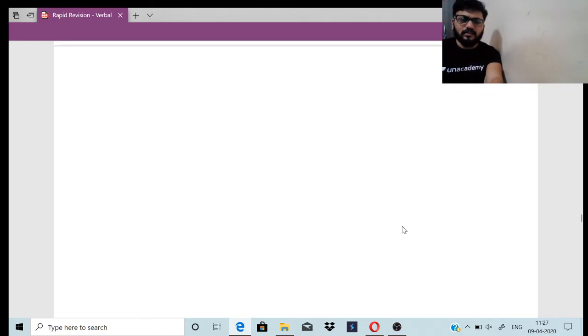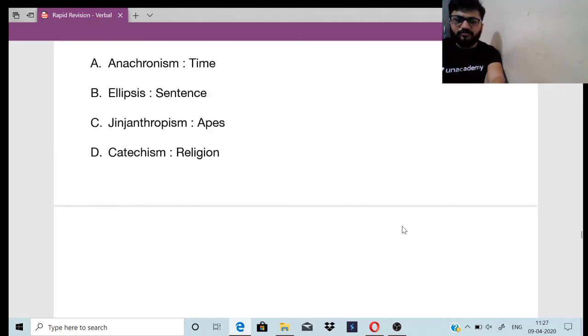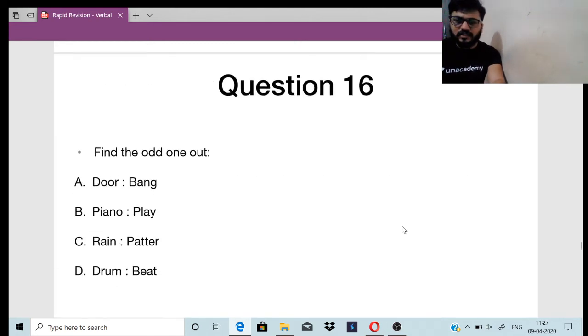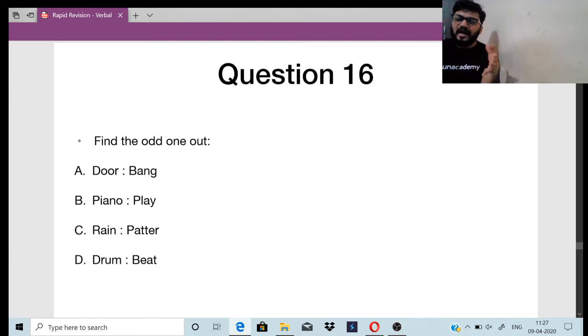So question 13, question 14 is like this, question 15 also. Now we will go for this: find the odd one out when two things are given. I have skipped three questions because time is not there. I have to practice this question also for you. You guys can solve it as homework. I will put the PDF in the group.